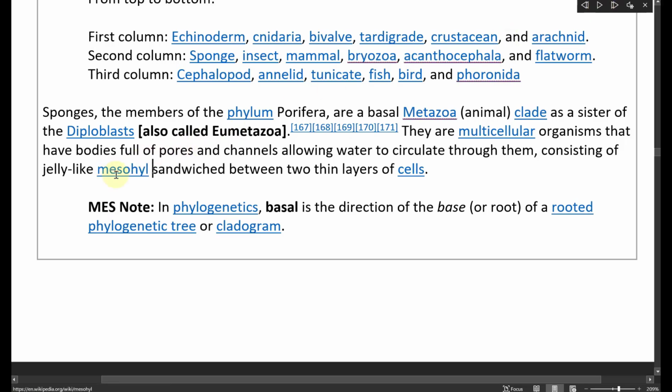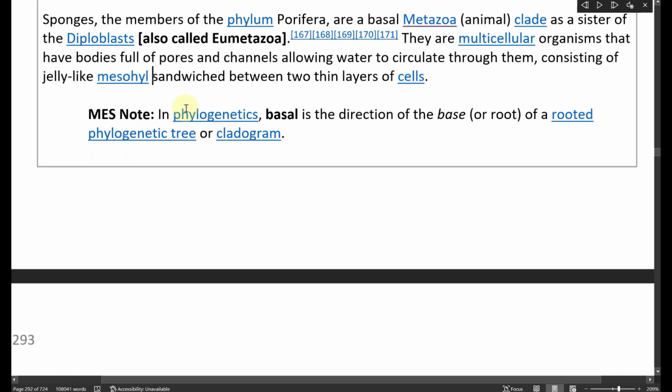Or mesohyl sandwiched between two layers of cells. Yeah, so that's a mesohyl or mesohyl. I'm not sure which one it is, but we'll just go with mesohyl.